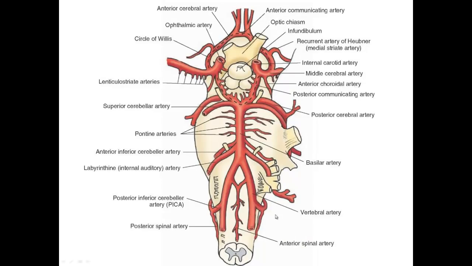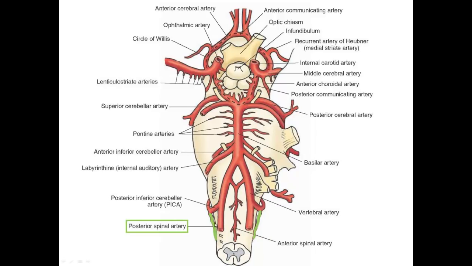So you can see here we have our vertebral arteries coming together to form our basilar artery here. We have the anterior spinal artery, and we have our posterior inferior cerebellar. Off that posterior inferior cerebellar artery, highlighted in green here, we have our posterior spinal artery. So it's going to be just like the anterior spinal artery, except there are two on the posterior aspect.